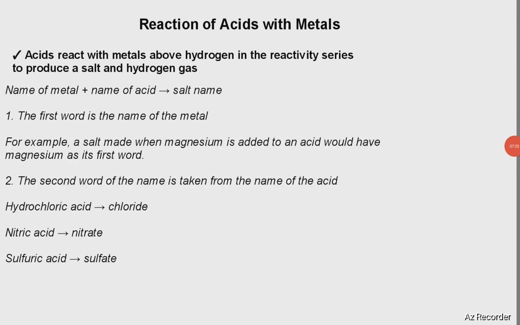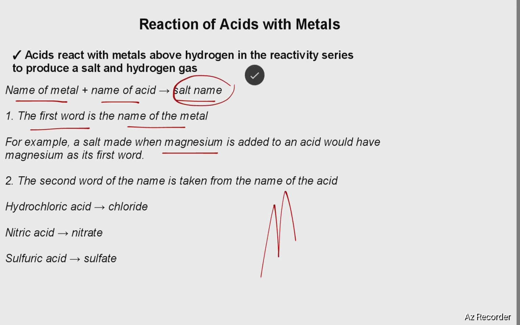So now let's look at how you can come up with the name of a salt. How do you come up with the name of a salt? When you get the name of the metal and the name of the acid, then you make the salt name. The first word is the name of the metal. So for example, when you get the metal magnesium and you add it to an acid, the name of the salt is going to carry magnesium as its first name.